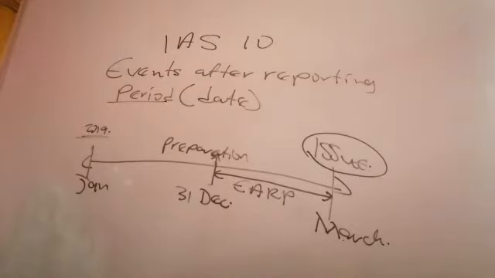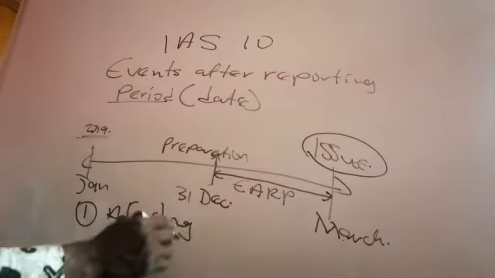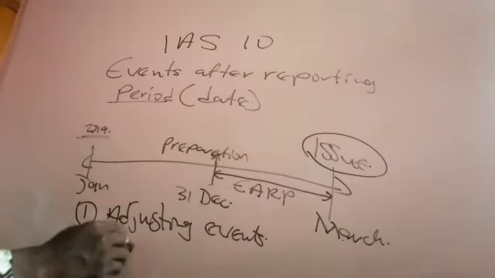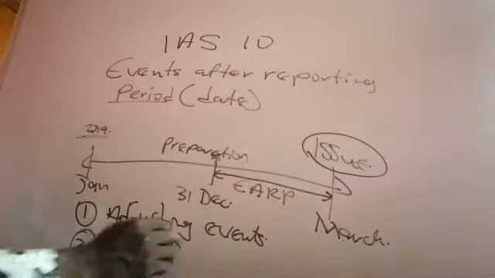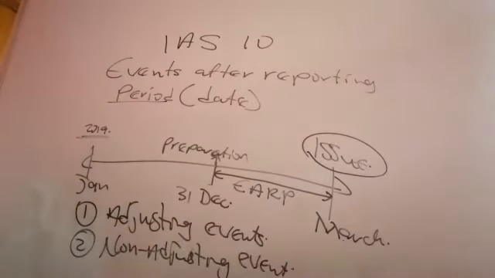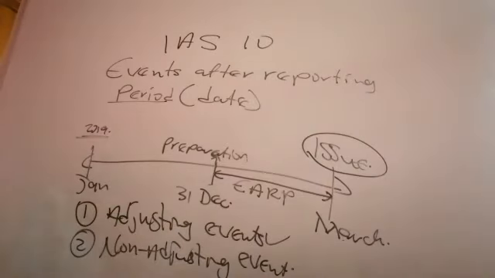Good. Now, there are two types of such events. There are two types of events after reporting period. Let's see the types. First, we call it adjusting events, and the second, non-adjusting events. Good. Now, let's pick the adjusting events and let's do justice to it.